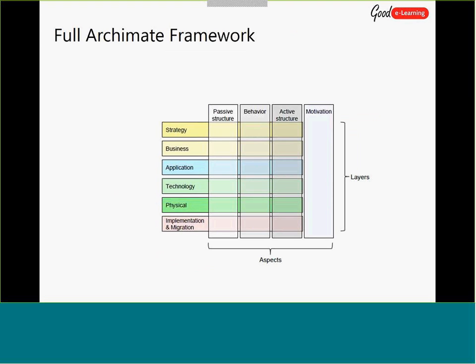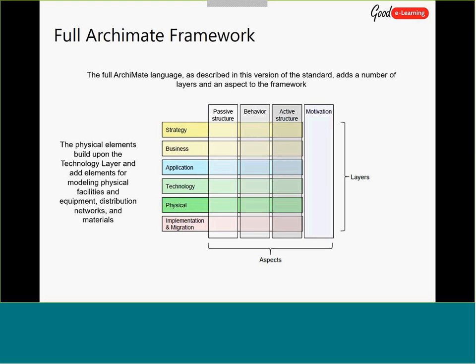So when we look at the full ArchiMate framework, you'll see a couple of areas here. The full ArchiMate language is described in this version of the standard. It adds a number of layers and an aspect to the framework. So a couple of areas were added. The physical elements build upon the technology layer and add elements for modeling physical facilities and equipment, distribution networks and materials. So strategy was added, and the physical considerations were added to the ArchiMate framework itself.